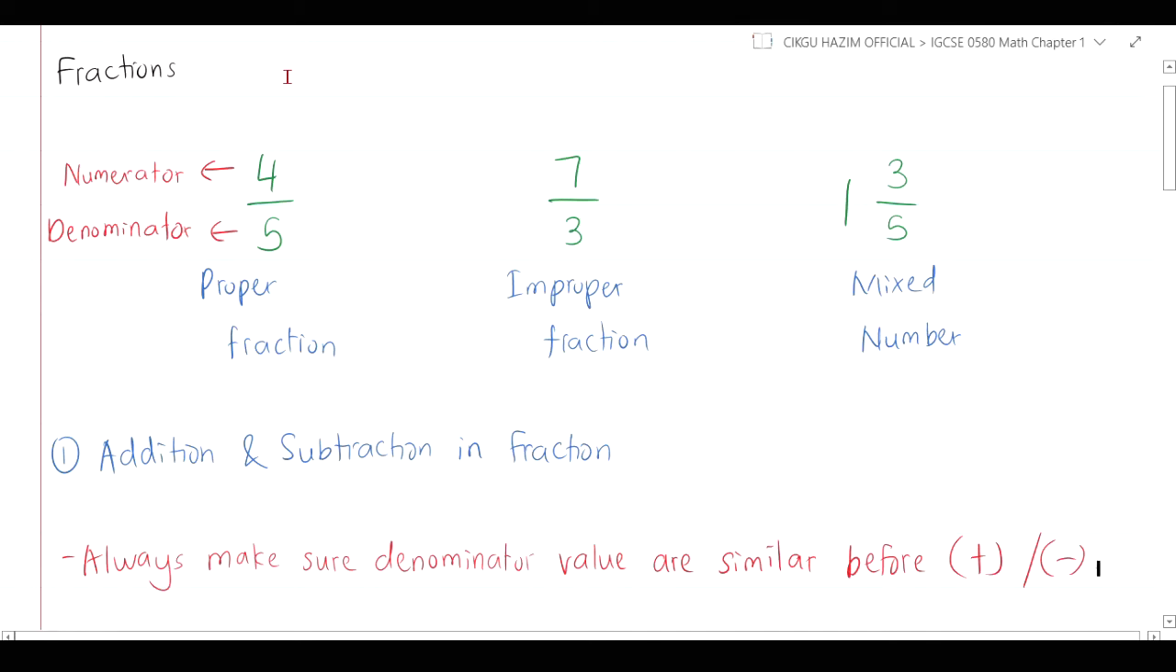Fraction is where things are written with a top value and a bottom value, and those are called the numerator and denominator. The numerator is the number that we put on top, and the denominator is the number we put at the bottom. So why do we use fraction here? It is to represent the partial parts.